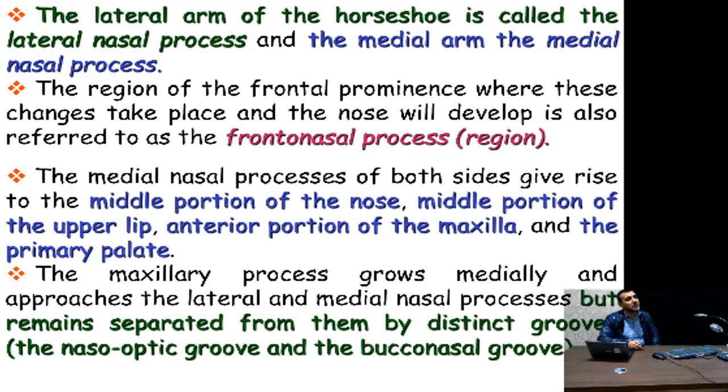The lateral arm of the horseshoe is called the lateral nasal process and the medial arm the medial nasal process. The region of the frontal prominence where these changes take place and the nose will develop is also referred to as the frontal nasal process. The medial nasal processes of both sides give rise to the middle portion of the nose, the middle portion of the upper lip, the anterior portion of the maxilla and the primary palate.